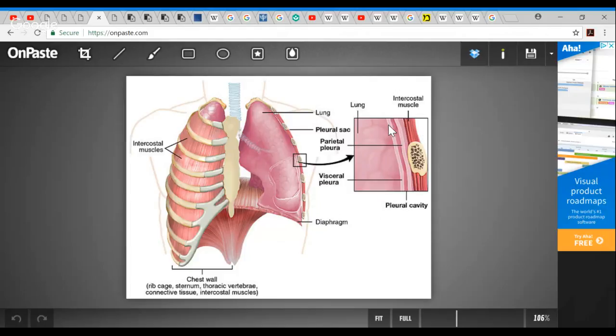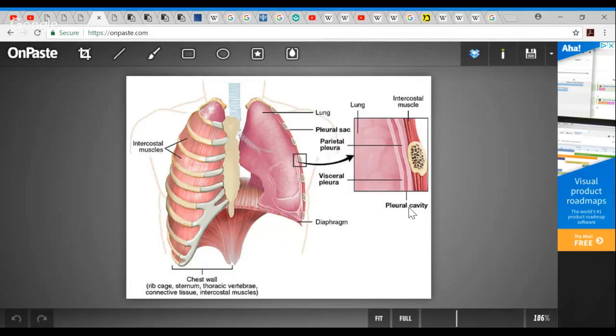It has a parietal pleura, which is this membrane, and then after that the visceral pleura. I apologize. The visceral pleura is the part closest to the lung, and the part farther away is the parietal pleura. That's these two brighter pink lines, and then this darker pink in the middle is called the pleural cavity.